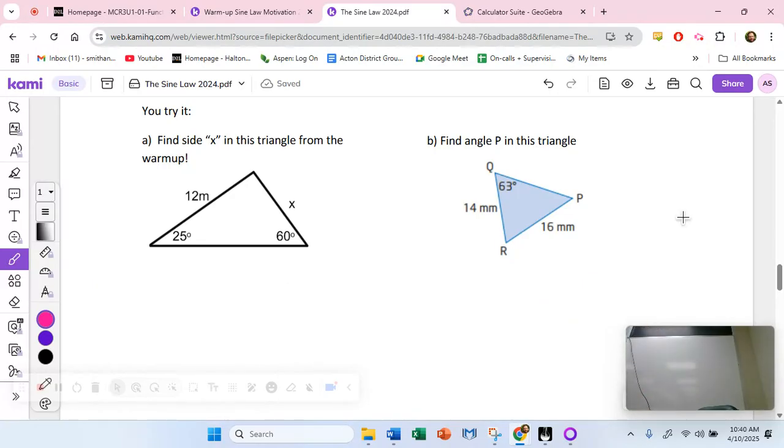Can you guys try finding side x here? Remember doing this one? We did this one in the warm-up, right? That was the back of the warm-up. So the sine law should give us the same answer we got from the warm-up, just more efficiently. I am 99.5% sure we will get the same answer. Math works all the time, except when it doesn't, but it always works, unless I mess up. And then you guys are gonna try finding an angle too. So you guys do it independently. I'm gonna do my attendance.